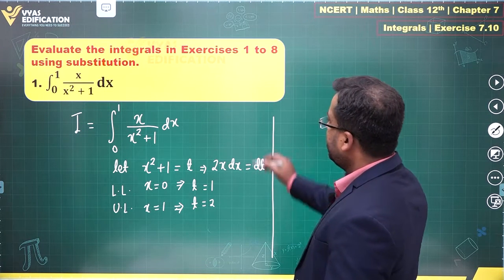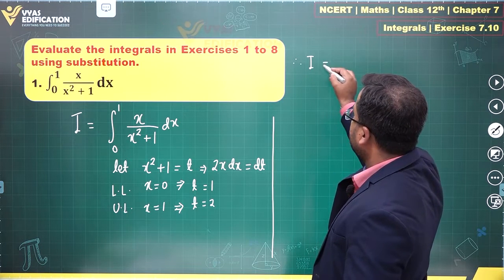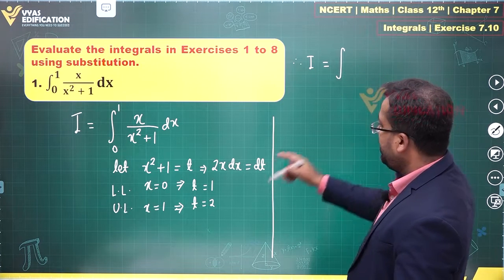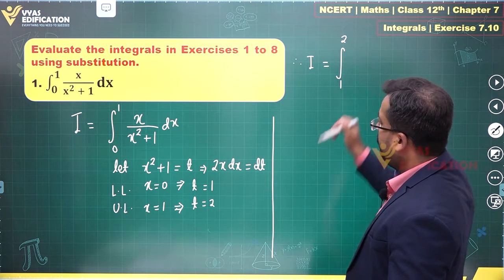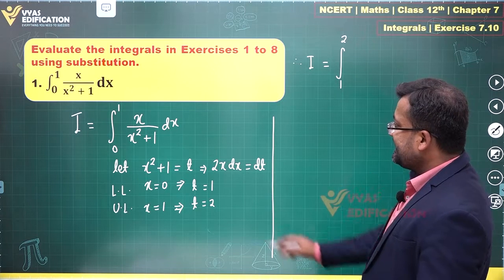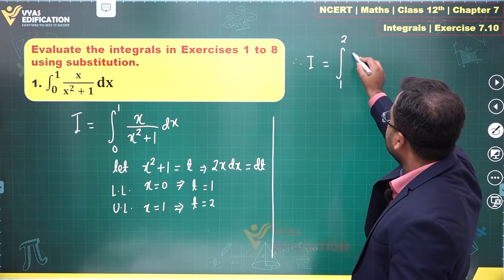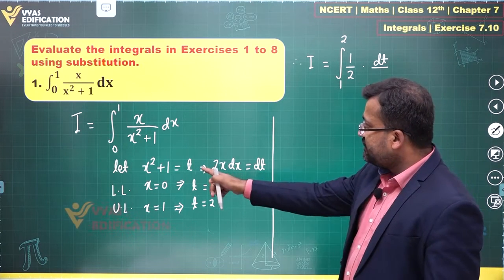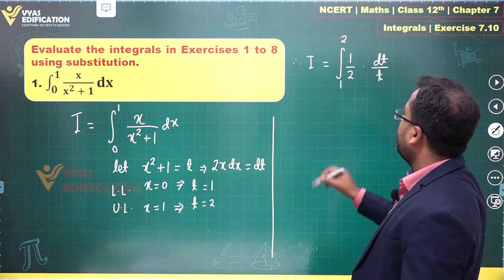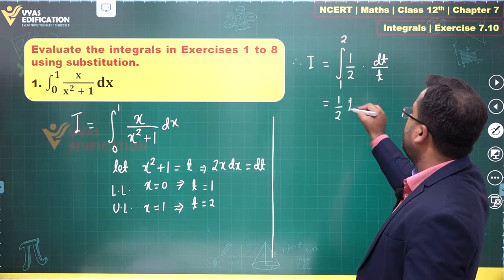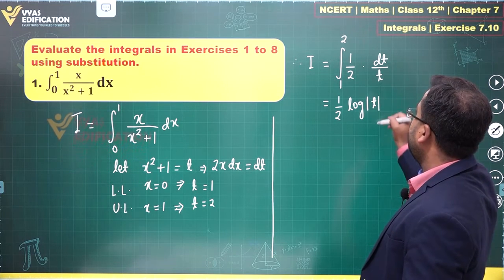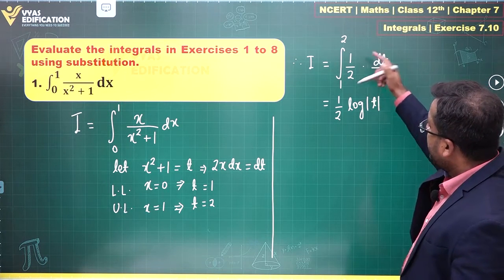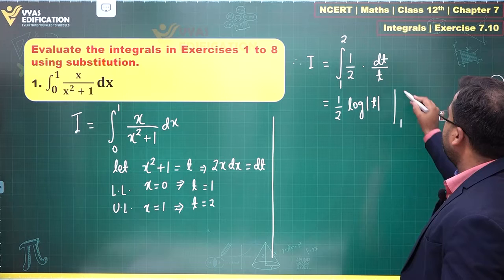Once you do this much, I can be further written as integral from lower limit 1 to 2 for the values of t. x dx will be dt upon 2. So this is 1 by 2 dt upon x square plus 1, which is t. This is what you get. And this becomes 1 by 2 log mod t. And now I'll directly substitute the new limits from 1 to 2.